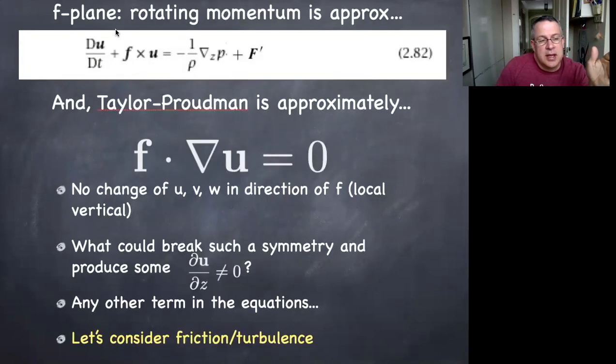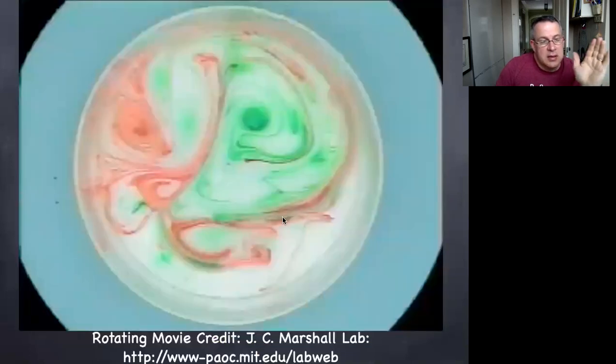Okay, so in the f-plane, where we have moved into that plane that's perpendicular to the rotation axis, that's perpendicular to the stratification, then we have this f dot gradient of u. So it means that in the local vertical direction, we don't see any velocity in the u, v and w in the direction of the local f. What could break such a symmetry? Well, any of the other terms in the equation. So we could consider friction and turbulence. That would be the Ekman layer. Or we could consider, if we zoom back in and think about the wobbling of those curtains, a little bit of time dependence.